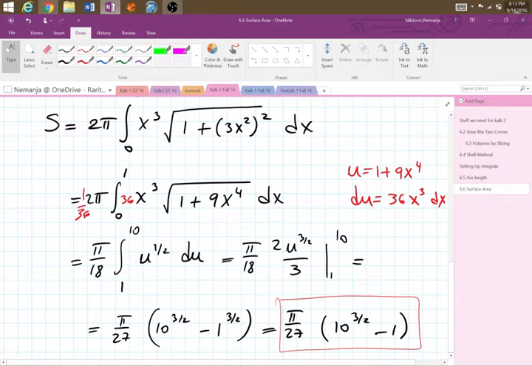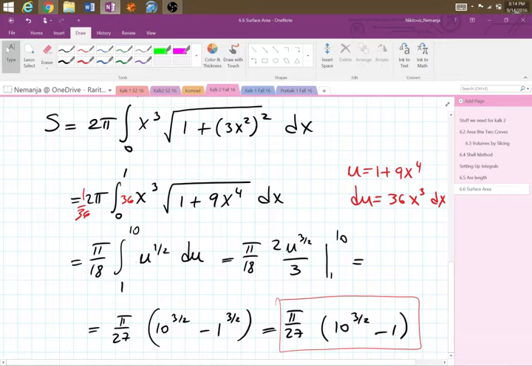And now we don't have to go back to x. We can just complete everything in the u domain. The integral of u to the 1/2 is u to the 3/2 divided by 3/2. We still have the pi over 18 in front. We're computing from 1 to 10. So these two guys cancel, 2 and 18, you get 9, but 9 times 3 is 27, so pi over 27. And in parentheses, I have 10 to the 3/2 minus 1 to the 3/2.